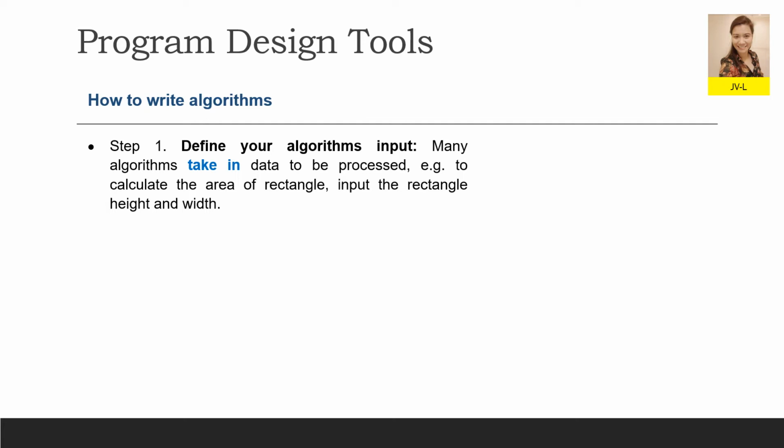How to write an algorithm. Step 1. Define your algorithm input. Many algorithms take in data to be processed, for example, to calculate the area of a rectangle. So this needs input, which is the height and the width.